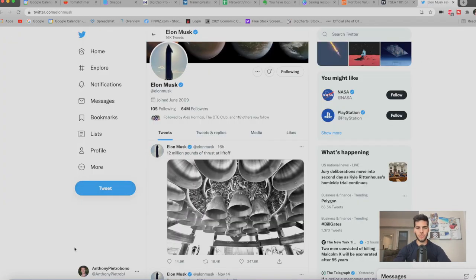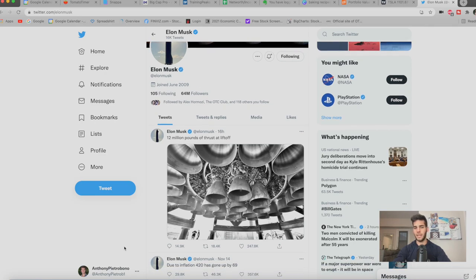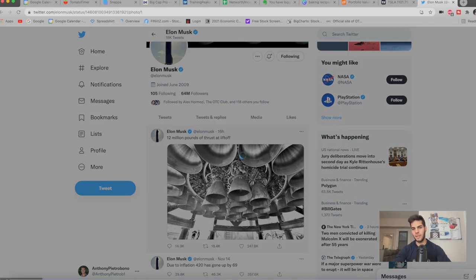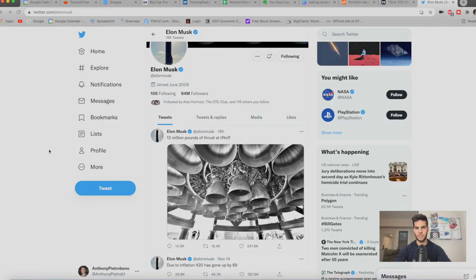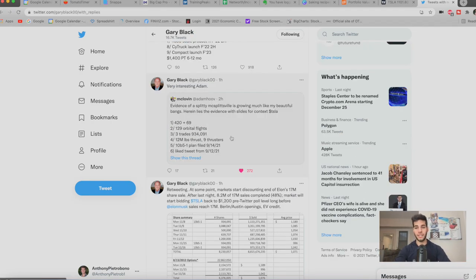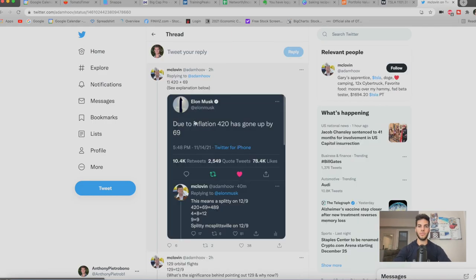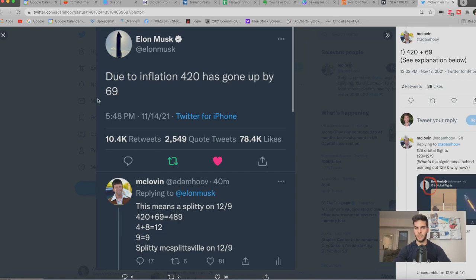We are seeing a lot more evidence of the Tesla stock split happening December 9th. There are 9 thrusters in this photo and Elon is saying 12 million pounds of thrust at liftoff. That's another December 9th kind of scenario. If you take a look at all the clues that Adam Hoove has been pairing together, you'll also see more evidence. Elon posts right here, due to inflation, 420 has gone up by 69. This means a split on December 9th. 420 plus 69 equals 489. 4 plus 8 equals 12, 9 equals 9. This is also why we're having a stock split December 9th.